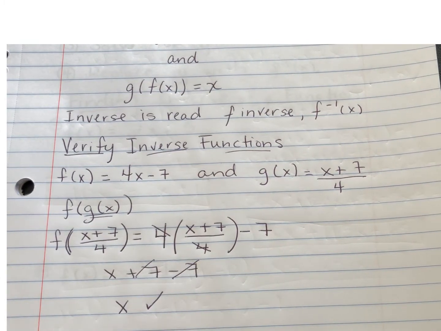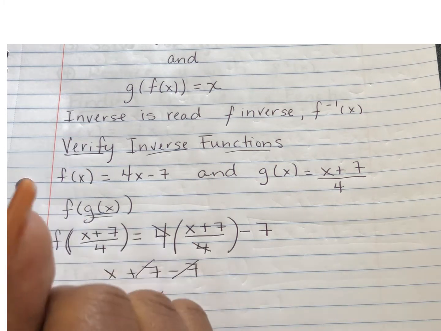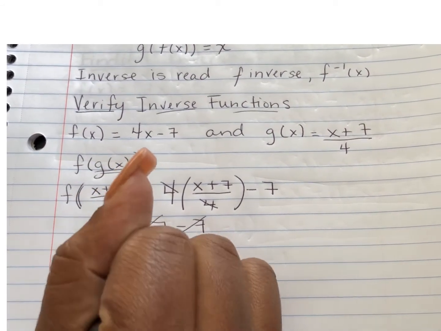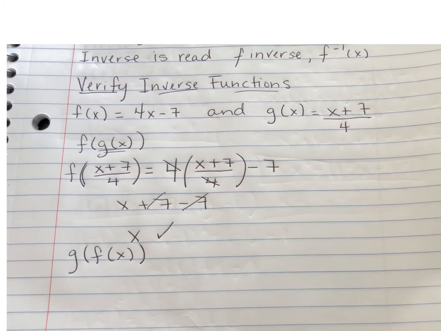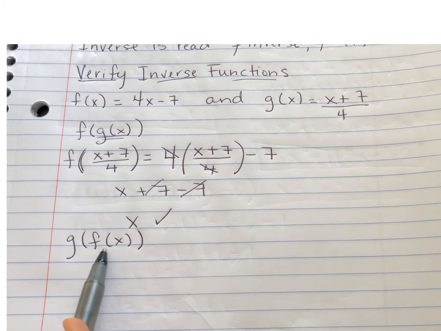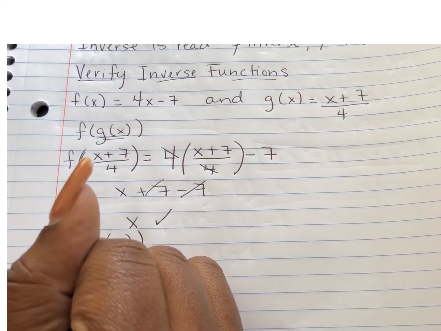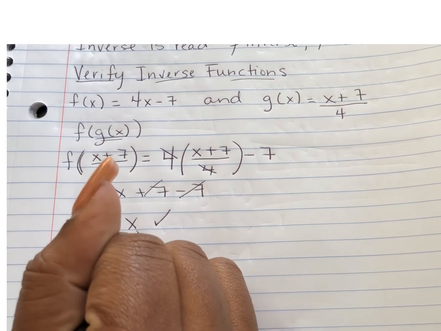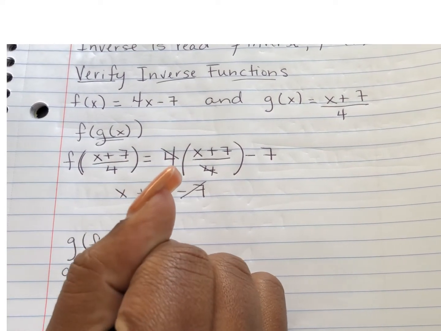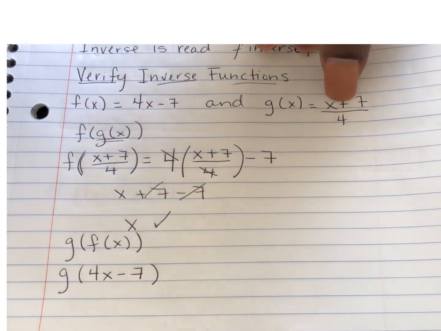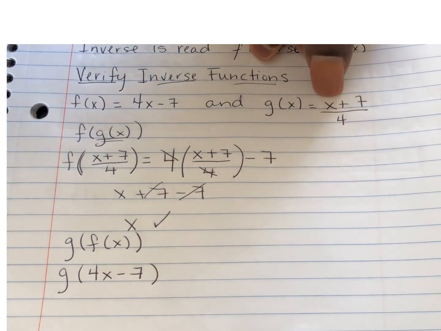But for them to truly be inverse functions, you have to verify g of f of x as well. All right? So now we're going to replace f of x with what we are given, and we get g of 4x minus 7. So everywhere we see an x, we will replace that with 4x minus 7.